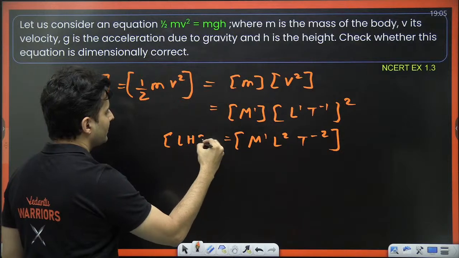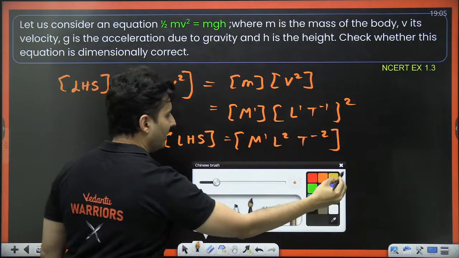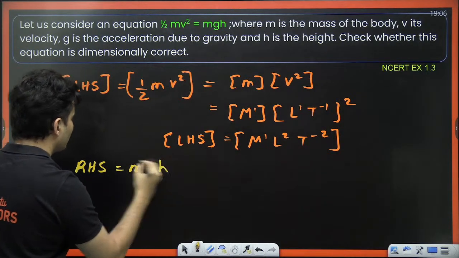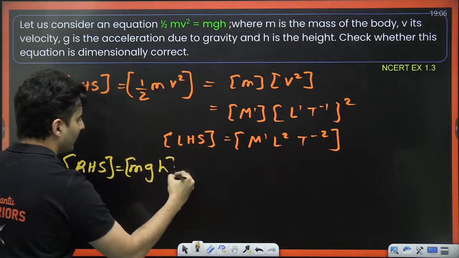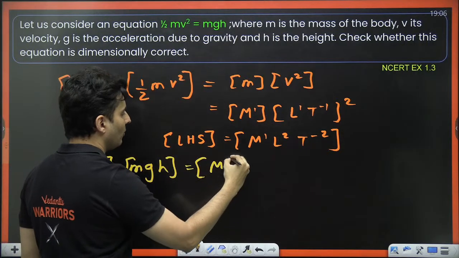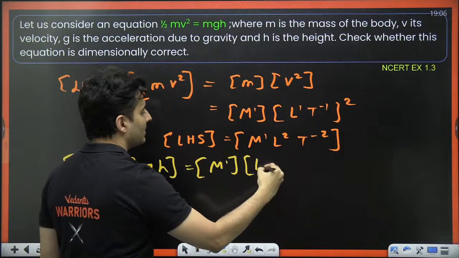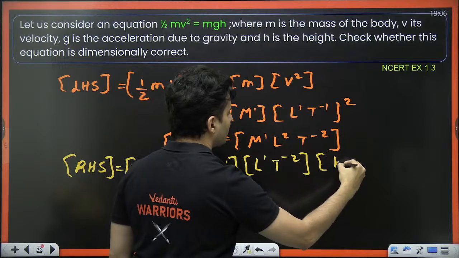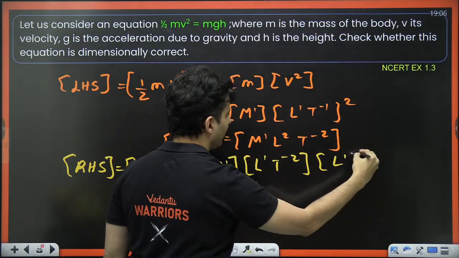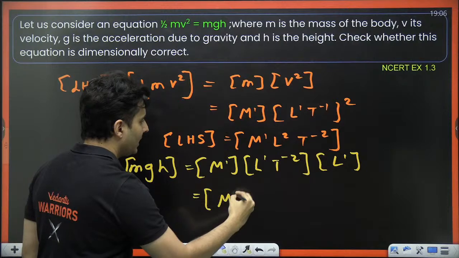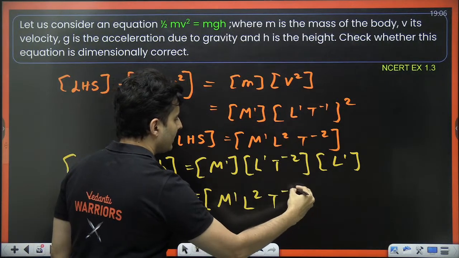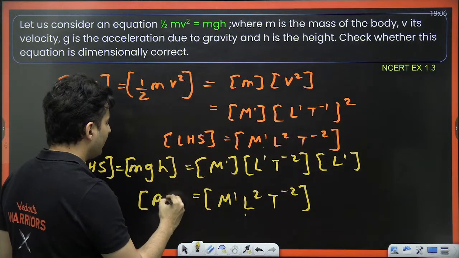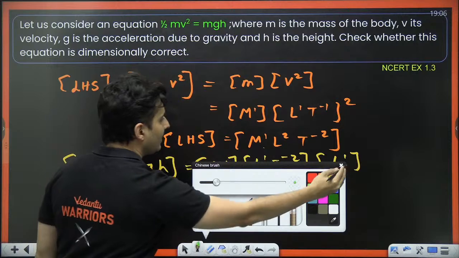Similarly, try to find the dimensions of your right hand side, which is mgh. Mass has a dimension of M raised to 1. Acceleration is length raised to 1, T raised to minus 2. h is length, so length raised to 1. So this will become M raised to 1, L raised to 2, T raised to minus 2. This and this are the same. LHS and RHS are basically the same dimensionally.